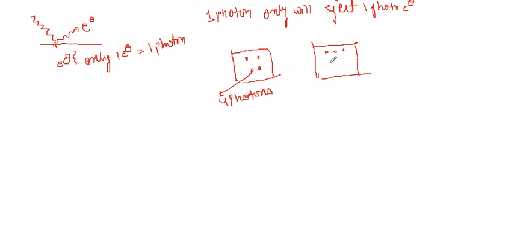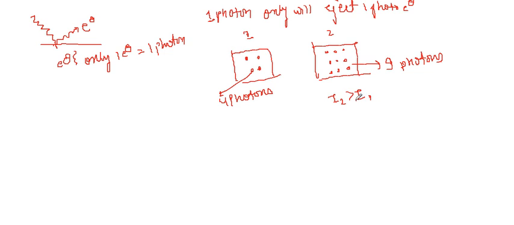1, 2, 3, 4, 5, 6, 7, 8, 9. Here we are throwing 9 photons, and here we are throwing 4 photons. So 4 photons and 9 photons. Where the intensity is more, if we tag this as first and this as second, we know I2 is greater than I1.